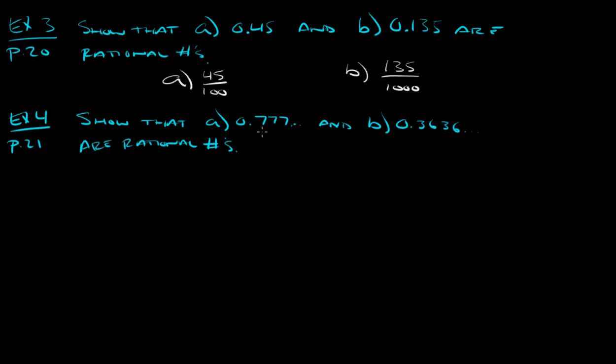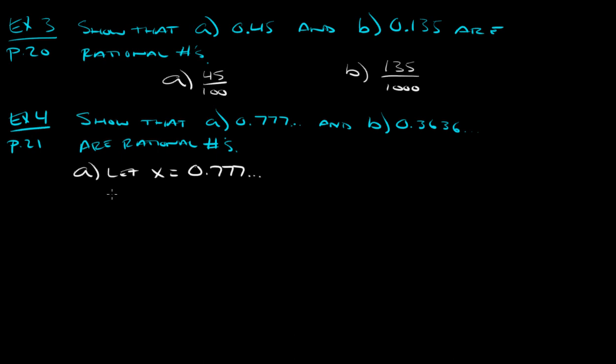Okay, not quite so easy, because we can't say that that's 777 over 1,000, because again the 7s continue on. So I'm going to show you how the book does it, and then hopefully you can quickly catch on that there's a fairly nice shortcut on this. So let's take a look here. So here's A. We're just going to say let x equal 0.777, repeating.